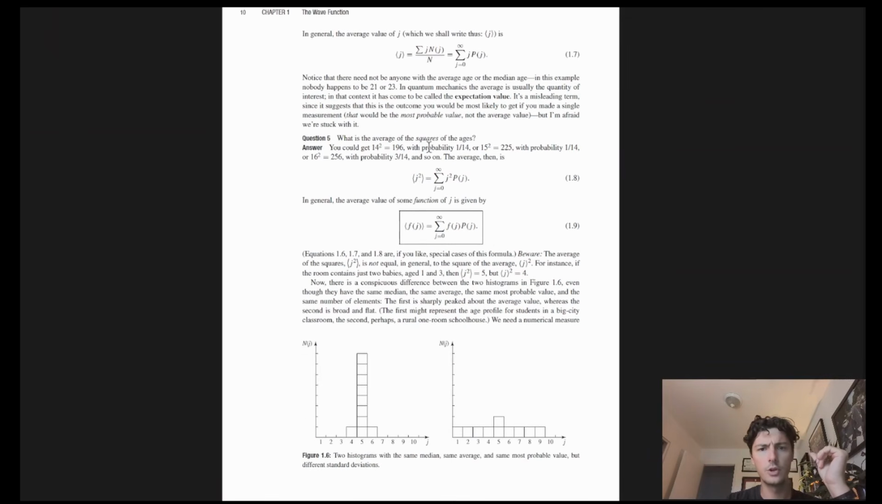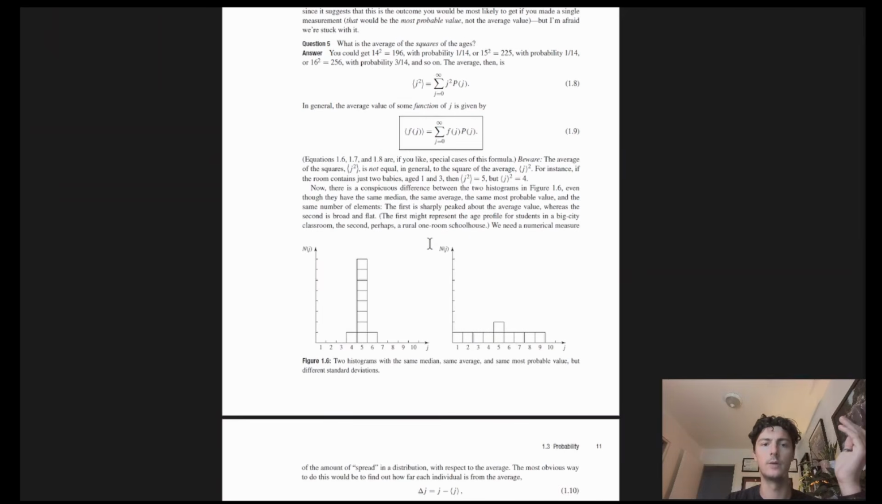Question 5, what is the average of the squares of the ages? We got another equation here, a boxed equation. In general, the average value of some function of j is given by, boom. So we have an important equation in a box.